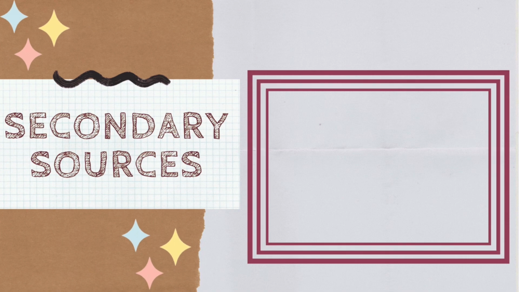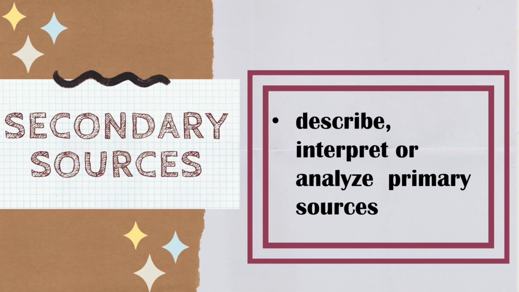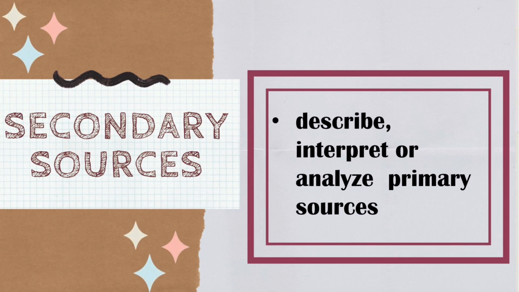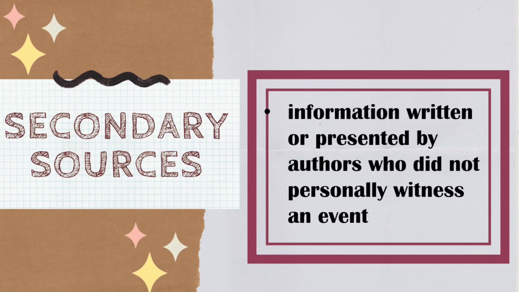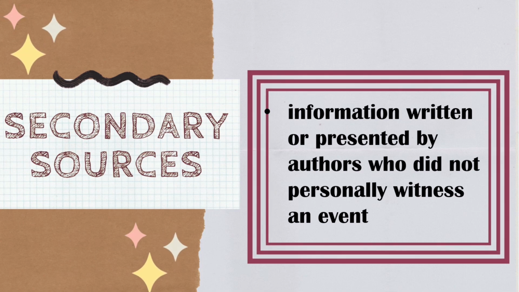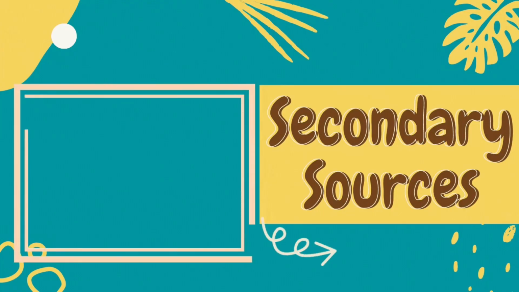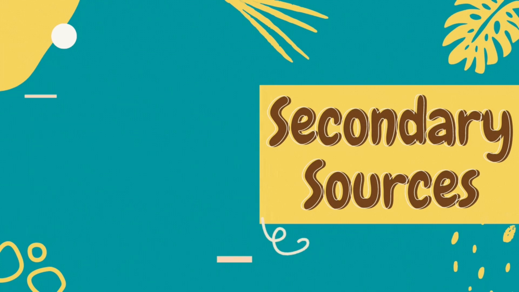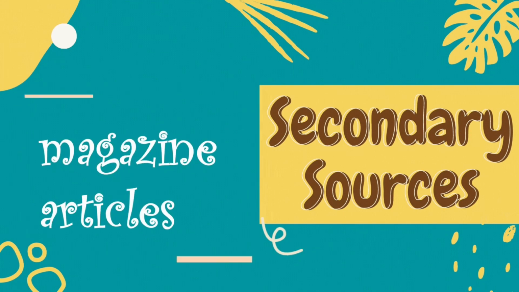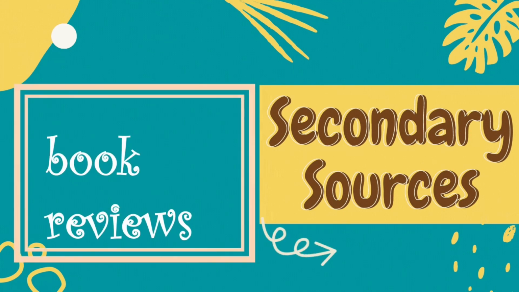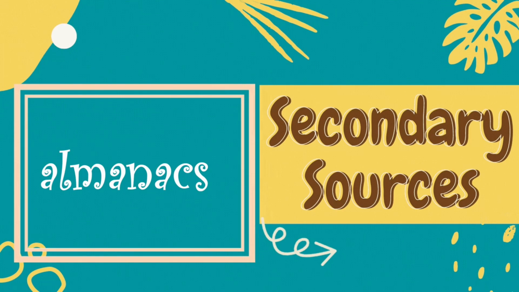Sources of information are classified as secondary sources when they describe, interpret, or analyze primary sources. These are often information written or presented by authors who did not personally witness an event or occurrence. Common examples of secondary sources include materials like textbooks, magazine articles, book reviews, commentaries, and almanacs.